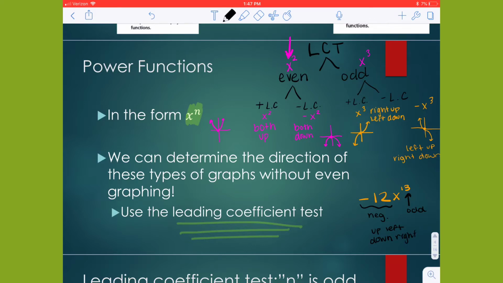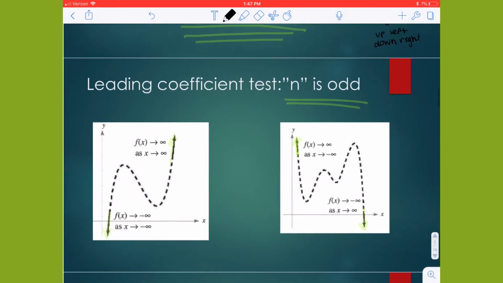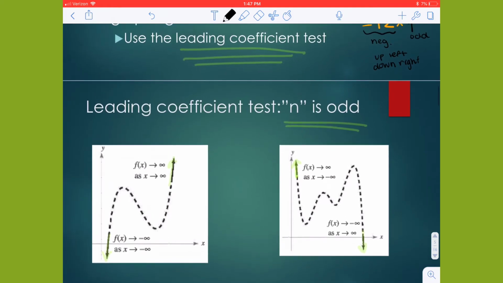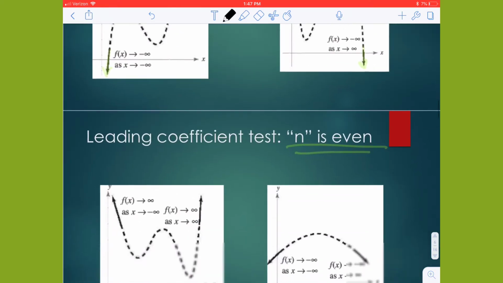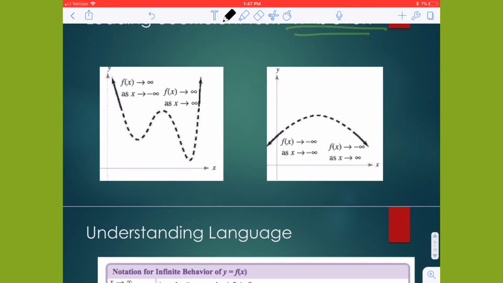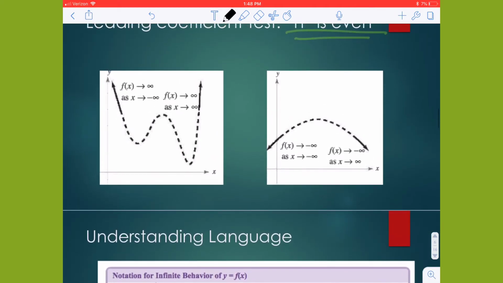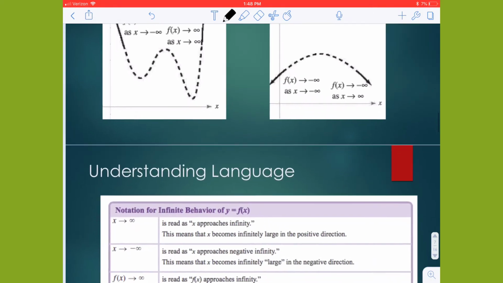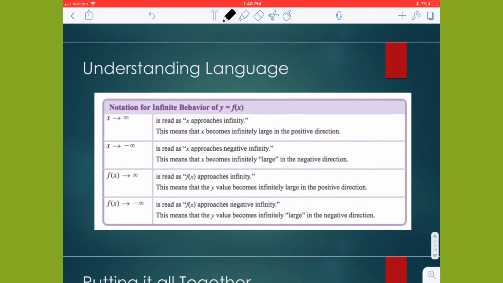Okay, and so these graphs here, if you want to pause your video, that's what these are showing you, is that when you have an odd degree, you're going opposite ways depending on if your leading coefficient is positive or negative. But if your degree is even, depending on your leading coefficient being positive or negative, they go in the same direction. And looking at these graphs, I want to make sure you understand the language and the notation.